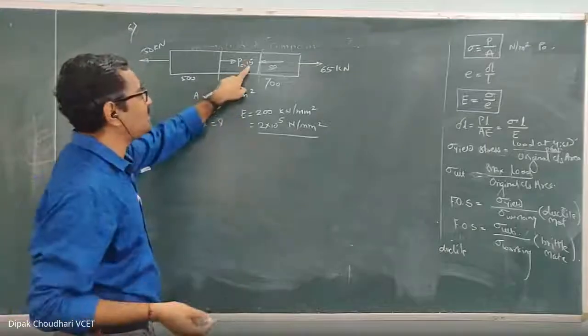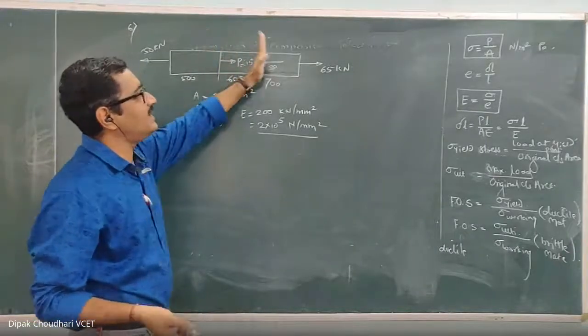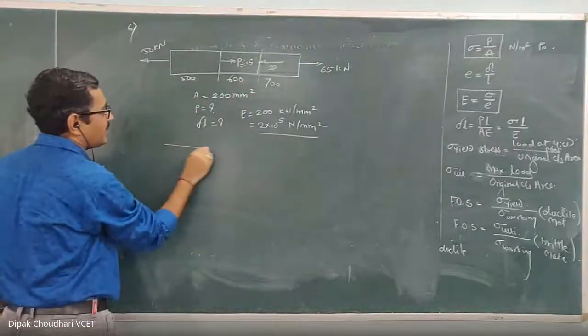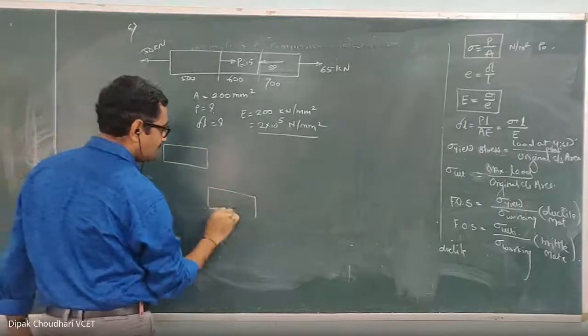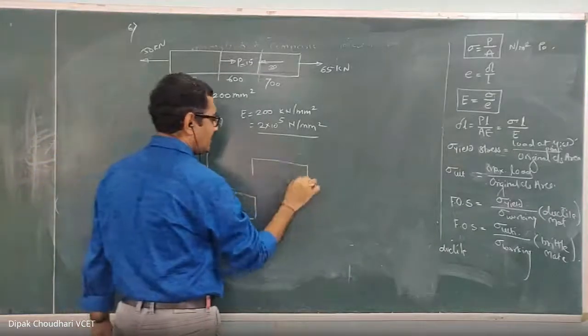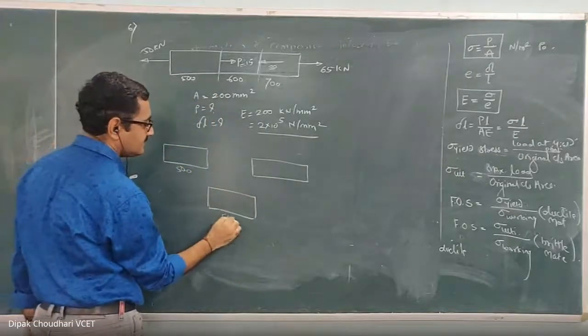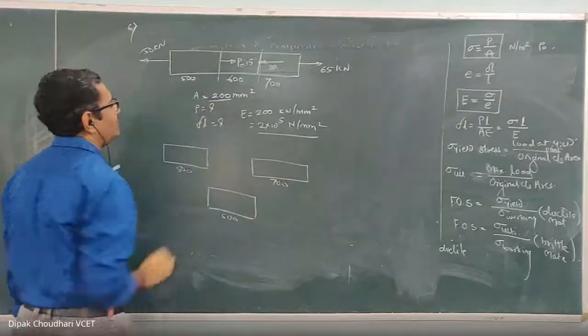Here, because of this P equal to 15 kilonewton, at this point there is a change in axial force. Consider the section there and draw the free body diagram. So this is the free body diagram of the first part, the second part, the third part. Here this length is 500, this is 600, this is 700. The total cross-sectional area is same, which is 200 millimeters square.